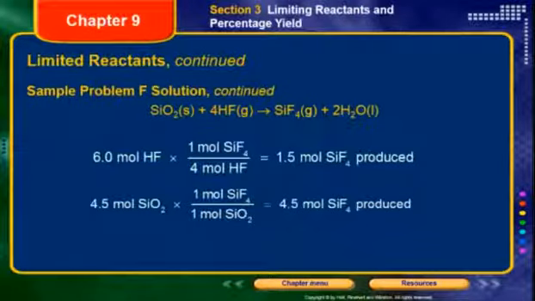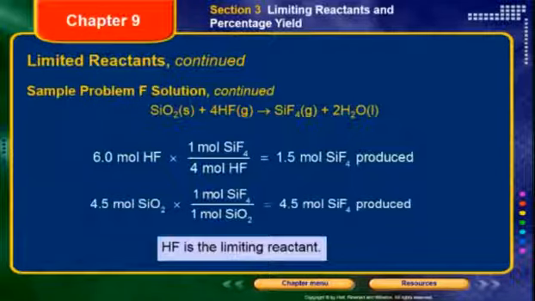So let's plug in those numbers to see what we actually came up with. And I'd like to point out that if you start with 4.5 moles of silicon dioxide, you can get 4.5 moles of silicon tetrafluoride. But if you start with 6 moles of hydrogen fluoride, you only end up with 1.5 moles of the product. Right? So you actually can end with less product with 6 moles of hydrogen fluoride. So that's going to mean that hydrogen fluoride is the limiting reactant.